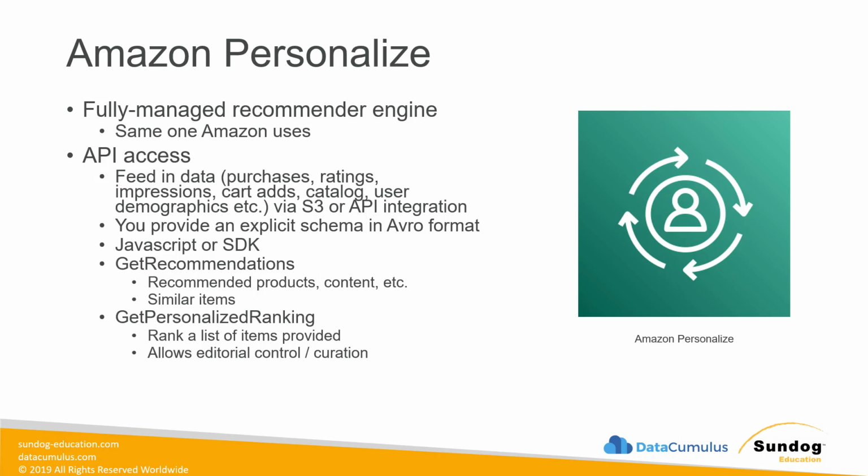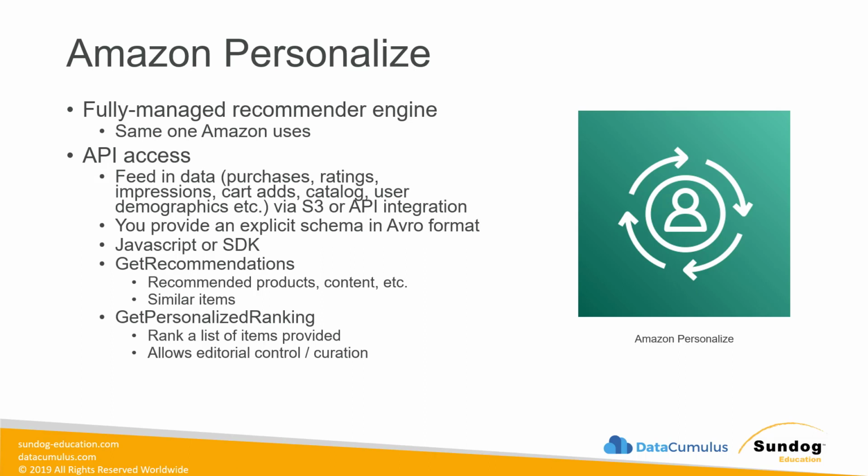Whatever data you provide, you need to provide an explicit schema for that data. So you do that in Avro format in Amazon Personalize. So if you're sending it data full of user ratings or catalog information, you've got to tell it what's what and tell it what each column corresponds to. And sometimes those things will be things that it can explicitly take advantage of in its internal algorithms.